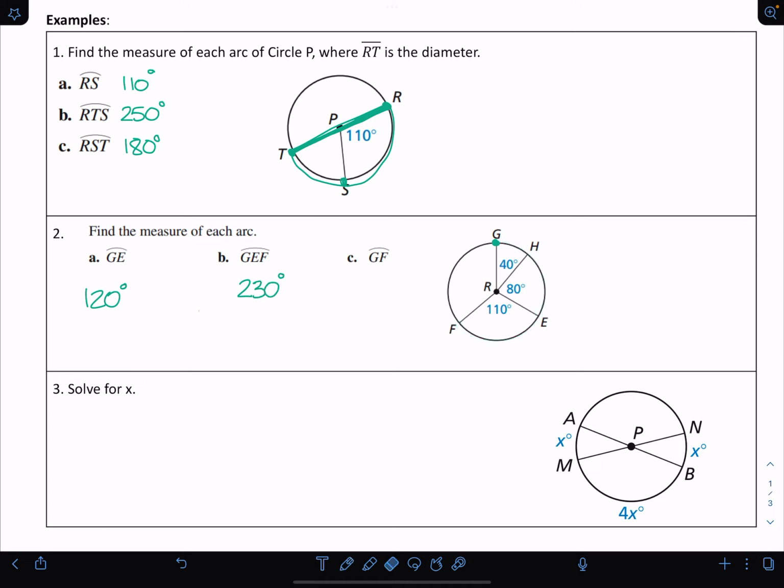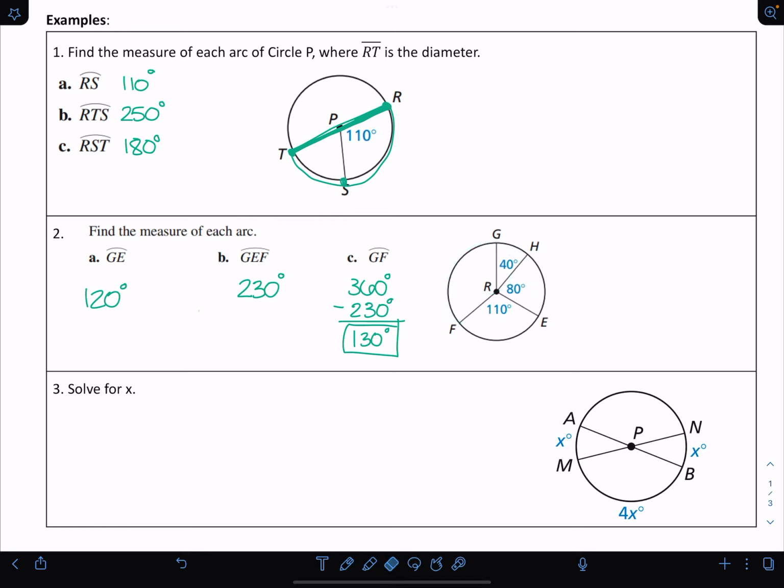And then finally, for the last one, we're going the other way, from G around this way to F. This is pretty much everything in the circle except what we added up over here. So we're going to do 360 degrees because that's the whole circle. Subtract these guys here, 230. So our answer is 130 degrees for arc GF.